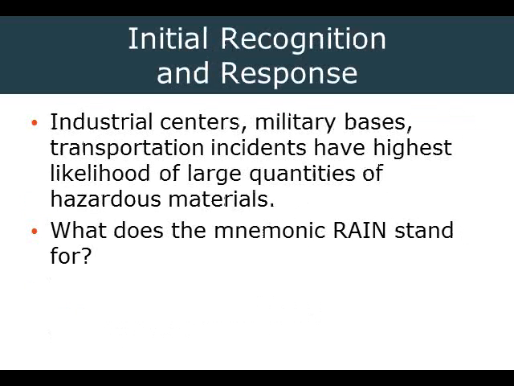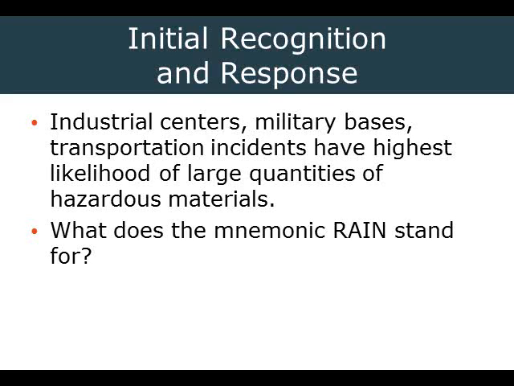All right, so initial recognition and response. Industrial centers, military bases, transportation incidents have the highest likelihood of large quantities of hazardous materials. However, it's not the only ones that we deal with. Transportation incidents are probably the ones that we deal with the most, but we're also very likely here in the Midwest to have agricultural issues, and you may want to classify that as industrial, but I don't, because we may be talking smaller scale on a local family farm. Could very easily be a fairly significant hazardous materials incident.